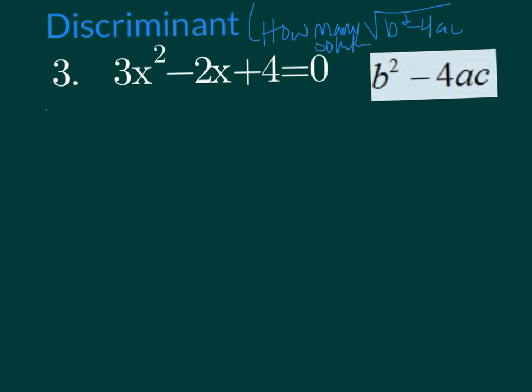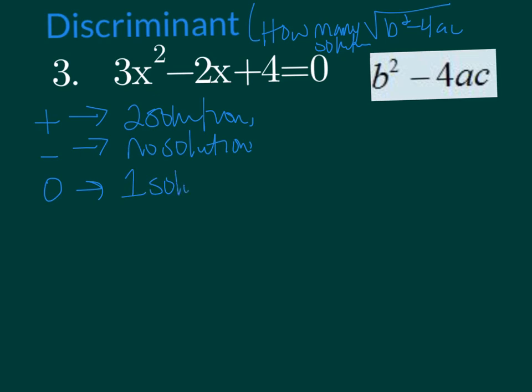Okay, so if it's positive, we have 2 solutions. If it's negative, we have no solutions. And if it's a 0, we have 1 solution. Okay, so all we're going to do is take the b squared minus 4ac, but we still need to know a is 3, b is negative 2, and c is 4. Okay, so now I'm just going to use this little piece of it.